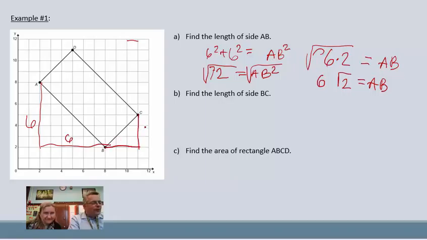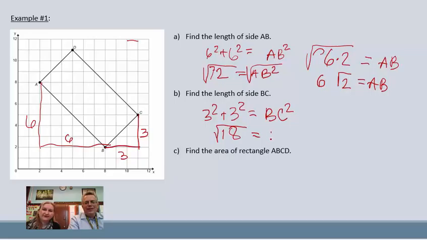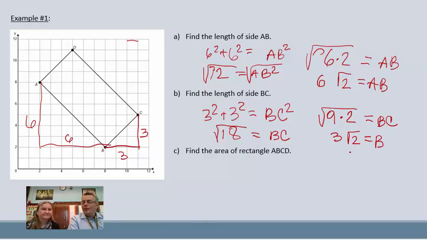All right, so BC. Looks like we got 3 and 3. So 3 squared plus 3 squared is equal to BC squared, which means BC squared is 2 times 9. You can see where this is going. So again, square root of 18, and we can simplify it into square root of 9 times square root of 2, and so that's going to end up being 3 times the square root of 2. Okay, all that's old news.